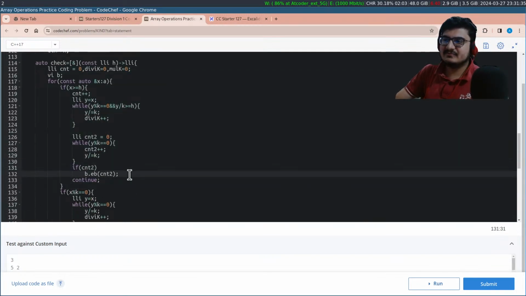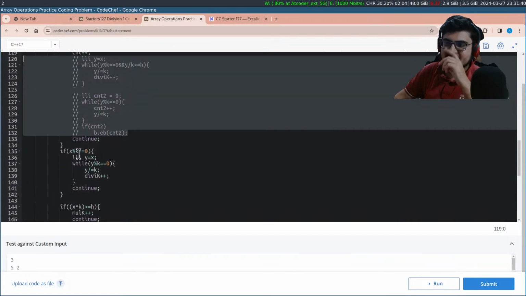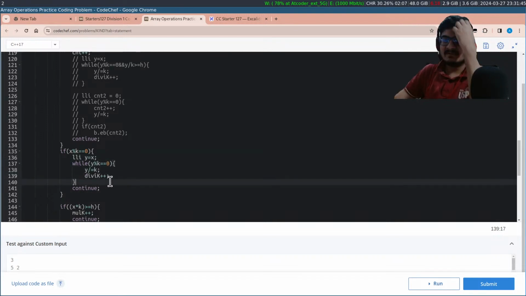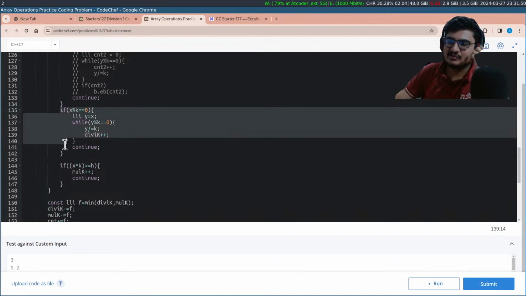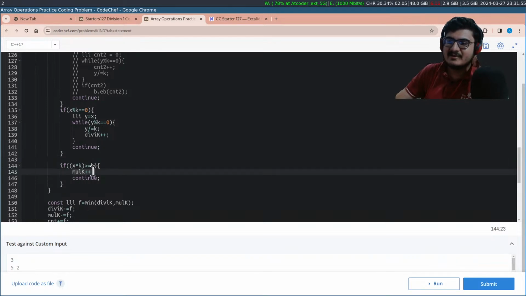Let's first say if the number is greater than h, I simply make it count. If the number is divisible by k, I count how many times I can divide by k, and that would be my dvk. If this holds, I continue. Otherwise, now x is not divisible by k, and if I multiply it by k, the number becomes greater than or equal to k. My value is a multiple of k.